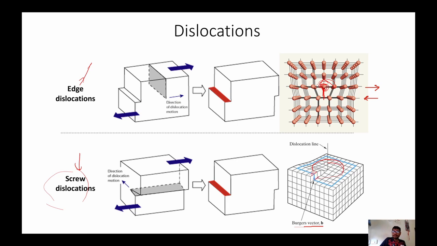Okay, but while going through this direction you won't feel any change. But while completing a single cycle or single rotation, you will feel that there is an atomic difference. This is the screw dislocation, which comes while twisting a material, and this kind comes when you just pull or push a material.